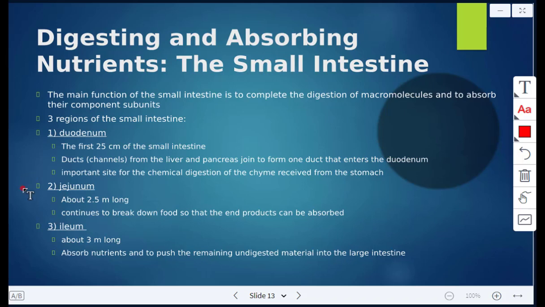The second part is the jejunum. It's 2.5 meters long and continues to break down food so that the end products can be absorbed. The last part of the small intestine is called the ileum. It's about 3 meters long, and it absorbs nutrients and pushes the remaining undigested material into the large intestine.